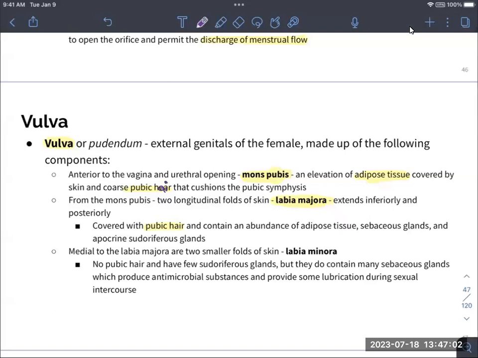Inside of the labia majora, we have two smaller folds. Those are known as the labia minora. This does not have pubic hair, and we have different sudoriferous glands. They're going to produce some sort of antimicrobial substance, and they help to produce lubrication during sexual intercourse.